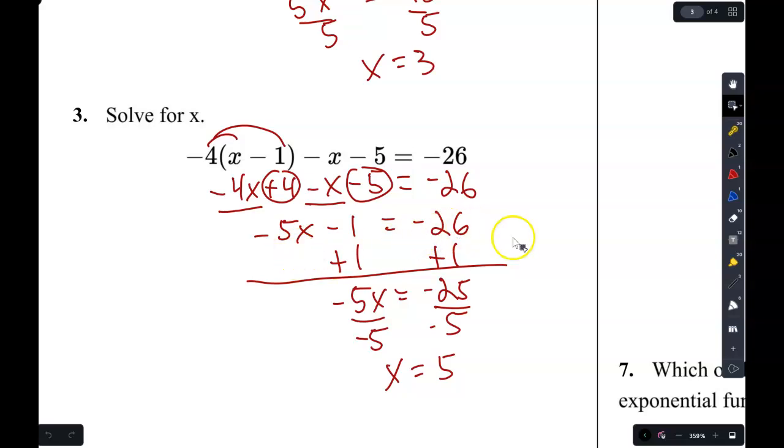Simple two-step equation now. We're going to do the opposite of minus 1 and add 1 on both sides. Negative 26 plus 1 is negative 25. Bring down the negative 5x. Do the opposite of multiplication, divide. So we divide by negative 5. Negative divided by negative is a positive. 25 divided by 5 is 5.